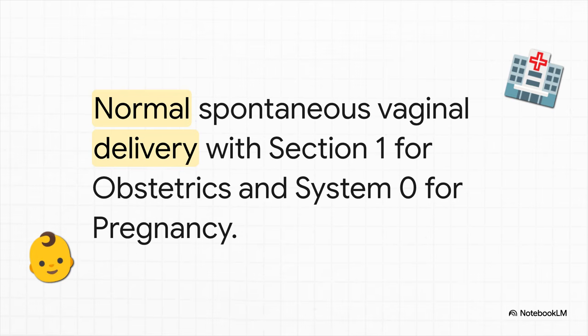It's kind of like cracking a safe. So the code is 10E0XZZ. Let's break it down. Section 1 stands for obstetrics. System 0 is for pregnancy. Root operation E means delivery. The body part is 0, representing the products of conception. The approach is X, meaning external. And since there are no devices or specific qualifiers used in a completely natural delivery, the last 2 characters are just Z and Z. And there you have it, one single code that perfectly describes the entire procedural event.